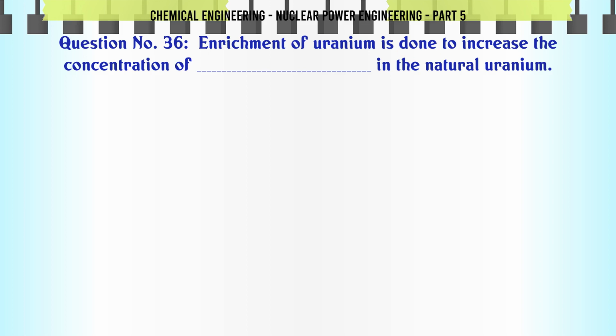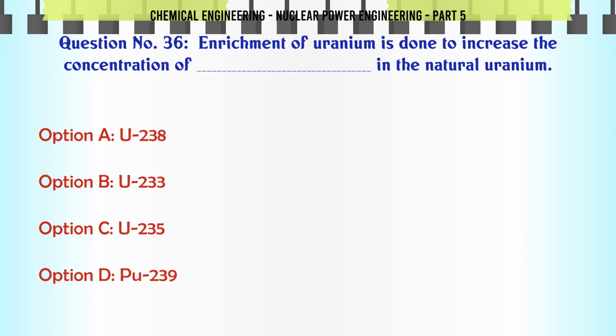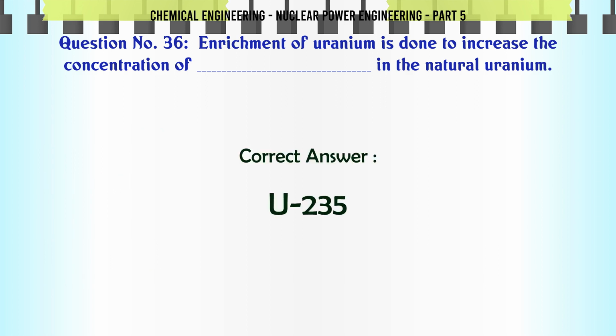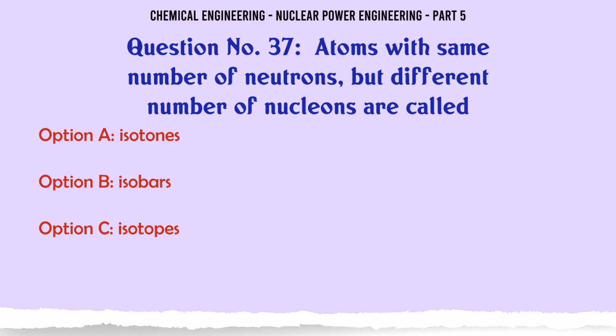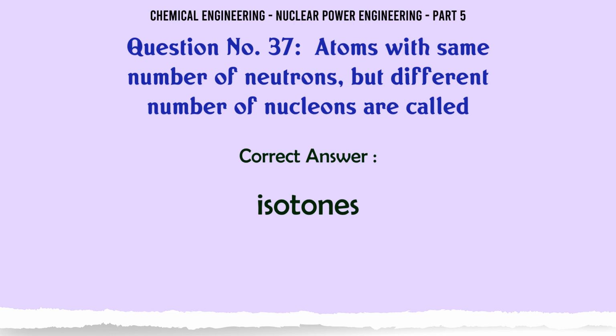Enrichment of uranium is done to increase the concentration of which isotope in the natural uranium? A. U238, B. U233, C. U235, D. U239. The correct answer is U235. Atoms with same number of neutrons but different number of nucleons are called A. Isotones, B. Isobars, C. Isotopes, D. Isotopes. The correct answer is isotones.